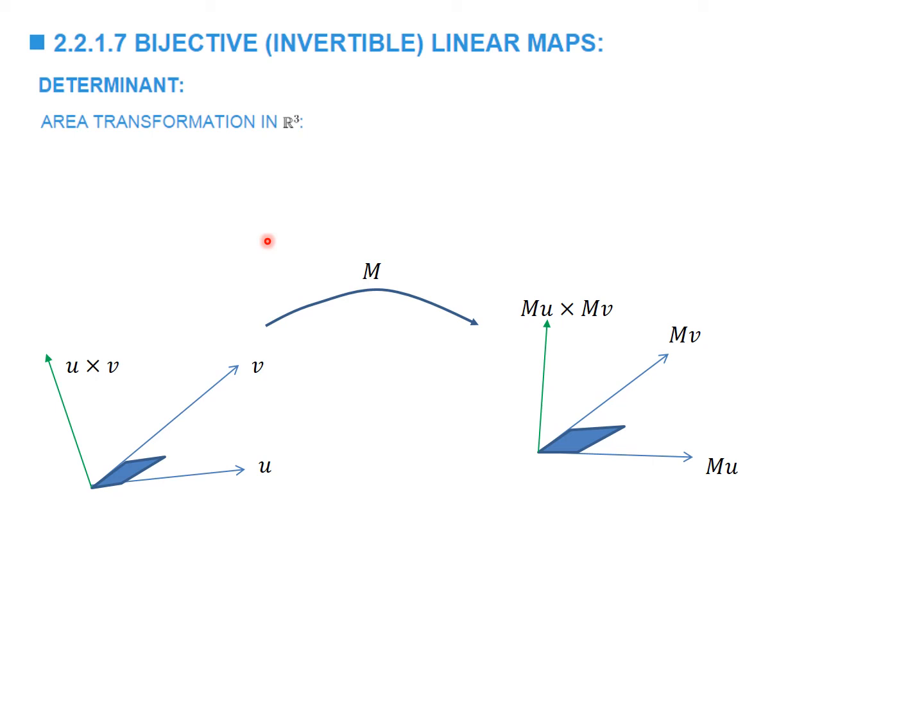This relationship is given by Mu cross Mv is equal to the determinant of M multiplied by the inverse of M, transposed, so M to the power negative T, applied to the vector u cross v. So let's see how we can prove this relationship.